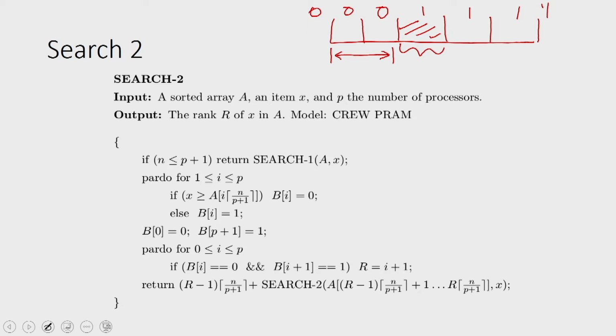So, if x has been found to be within this and the offset is somewhere here, then the sum of these will be the rank of x within the array R. So, this is a recursively specified algorithm. Outside of the recursion, the time taken is order 1, but from one recursive call to the next, the size of the problem reduces by a factor of p plus 1. Therefore, the depth of the recursion is log of n to the base p plus 1 when we start with n elements. Since at each level of the recursion we spend order 1 time, the total time taken by the algorithm is log n to the base p plus 1.